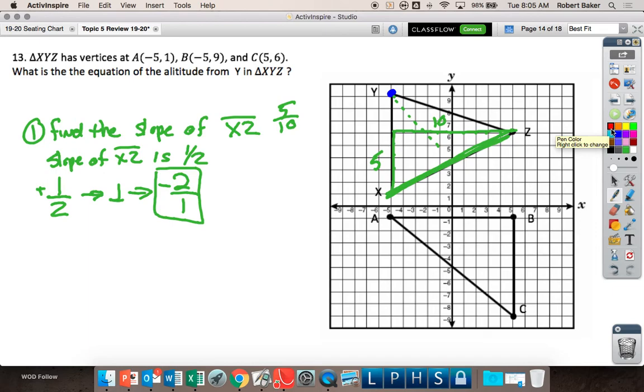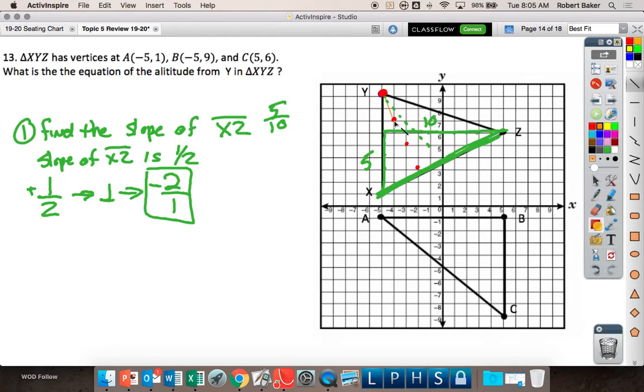So when I apply this slope, I'm going to start here at y. I'm going to go down 2 over 1, down 2 over 1, down 2 over 1. And it's going to generate this line from here to here, which is perpendicular and goes through the vertex. So that little bitty orange line is what we're looking for.